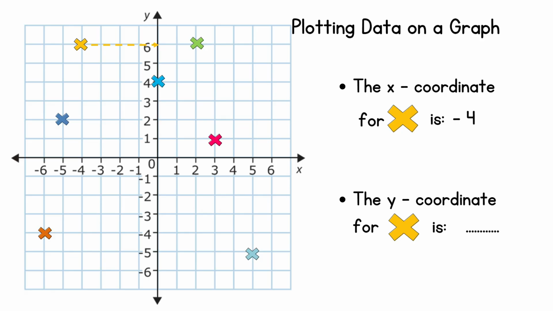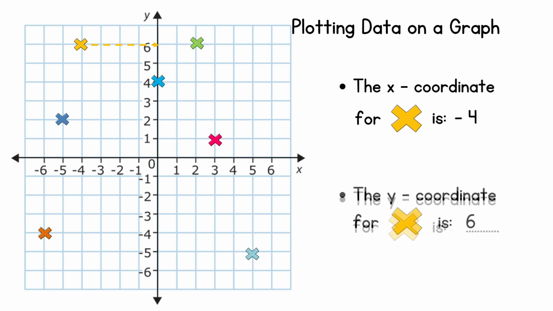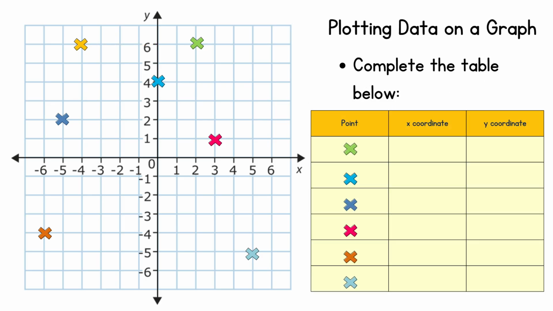And the y coordinate for the yellow x is, what do you think it is? You're absolutely correct. It is 6. Let's try to complete the x and y coordinates for the rest of the x's. Have fun doing that. Did you get them correct? Awesome job!